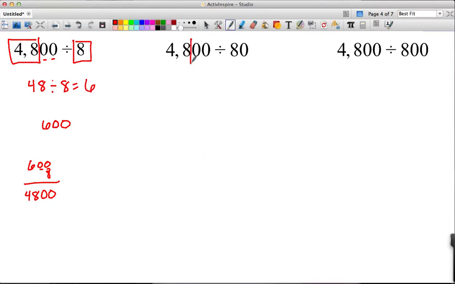But now here, again, I have the 48 and the 8, so those are compatible. We can just divide those two numbers, and again, I get 6. But now here, I have a 0 in my divisor, so I also have to cross out this other 0 in my dividend. Because of that, I only have 1 0 left, so my answer isn't 600 this time. My answer is actually 60.